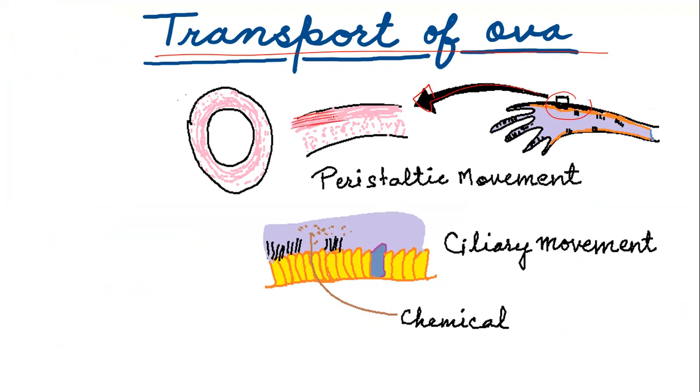Here you can see that in the fallopian tube, the muscle fibers are arranged in an outer longitudinal and inner circular manner. This is the lateral aspect, and this is the transverse section of the lumen of the fallopian tube. Inside is the circular fiber and outside are the longitudinal fibers. Because of this arrangement, the fallopian tube has peristaltic movement.